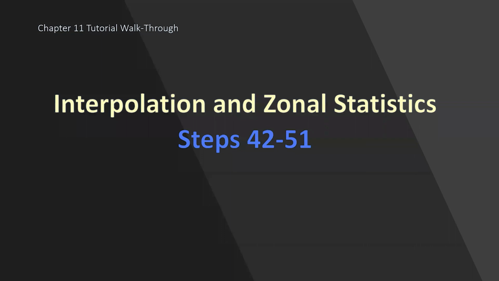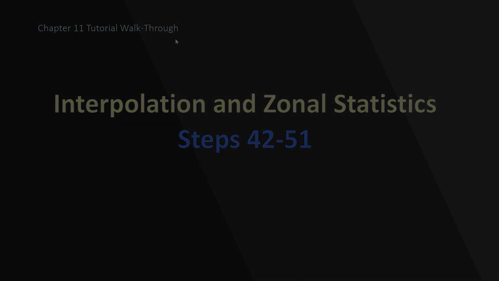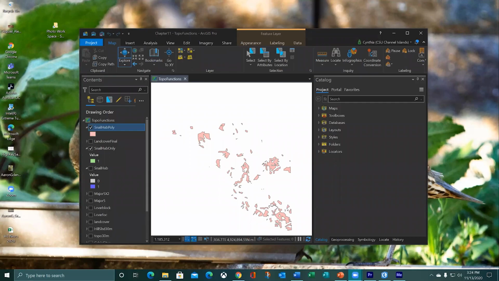So here we are at the last section. We're going to do steps 42 through 51. Interpolation's really important when we don't have a complete picture of all of the data. There's a lot of tools that ArcGIS has for doing interpolation. We're just going to work with one. There's lots more though. And then zonal statistics. So we are going to start on step 42.